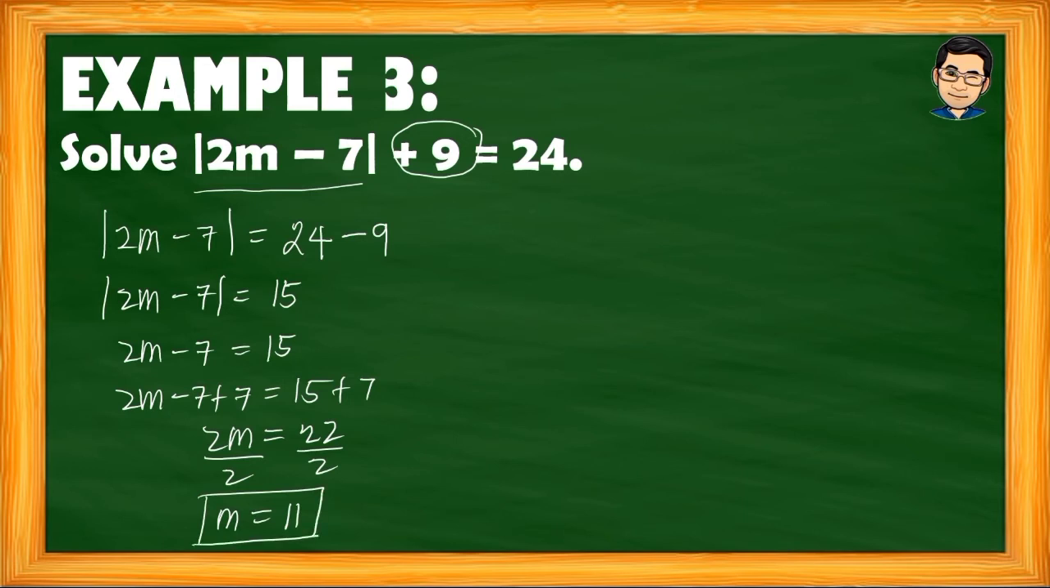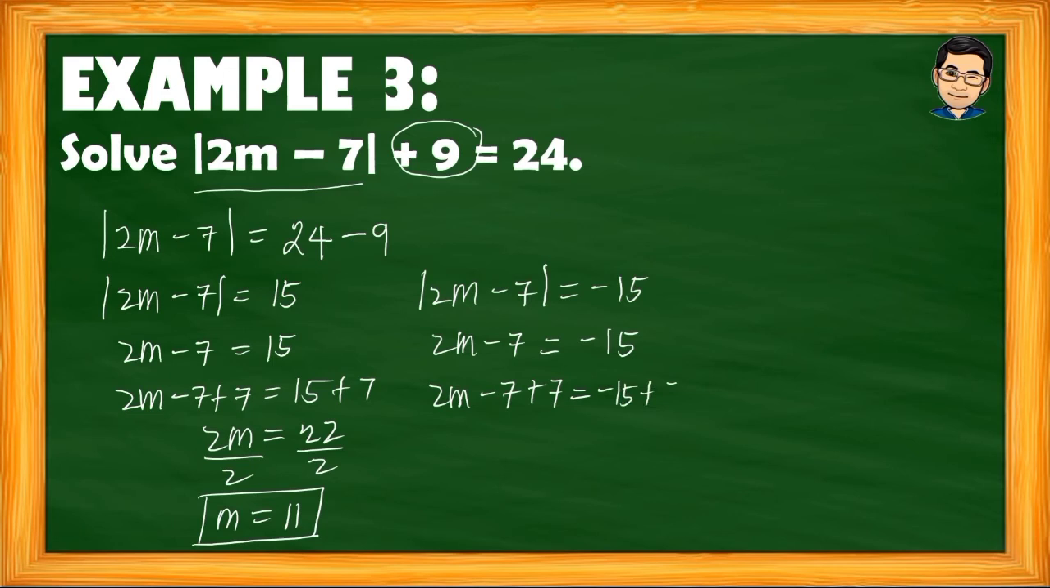Next, using negative 15. So, 2m minus 7 equals negative 15. Since it is negative 7, we will add 7, the opposite. So, 2m is equal to negative 15 plus 7, that is negative 8, dividing both sides by 2. So, m is equal to negative 4. Negative 8 divided by 2 is negative 4. Now, let's check.